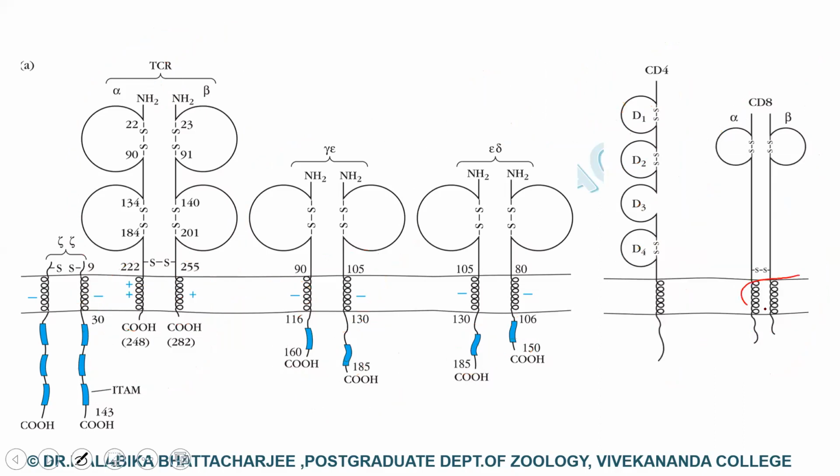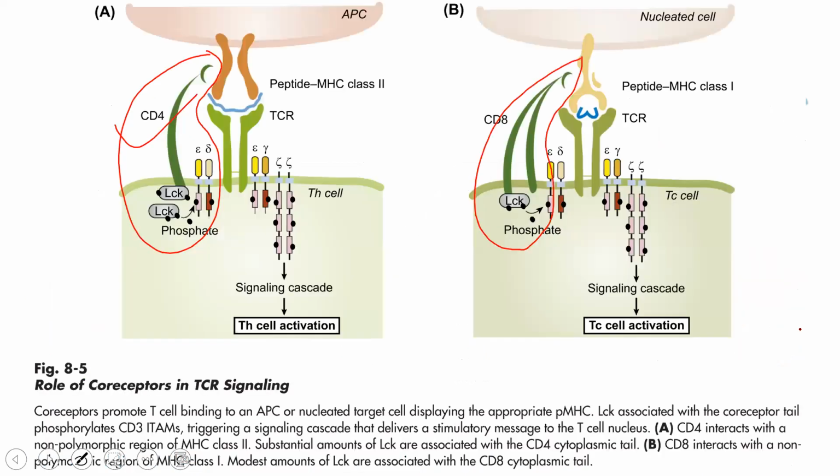a hydrophobic transmembrane region and a cytoplasmic tail containing 25 to 27 residues, several of which can be phosphorylated. So this is the basics of those receptors that play a pivotal role in recognizing the peptide MHC complex.